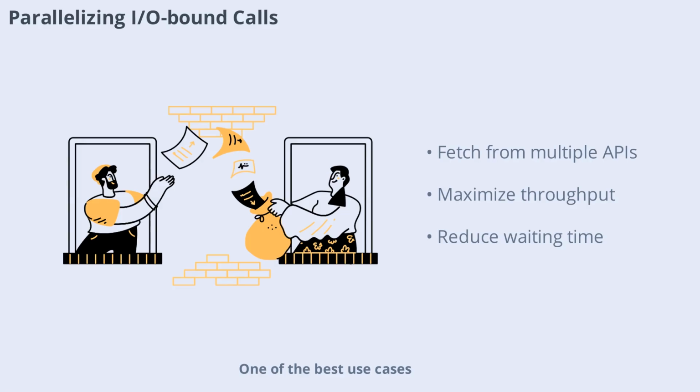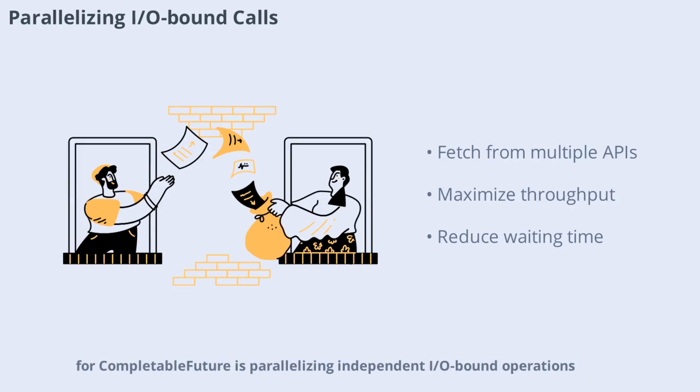One of the best use cases for CompletableFuture is parallelizing independent I/O-bound operations. For example, you might need to fetch data from several APIs at once. By launching each call as a separate CompletableFuture, you can maximize throughput and minimize waiting time, leading to faster and more responsive applications.